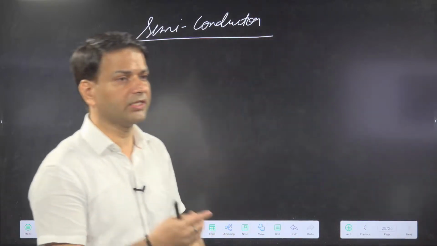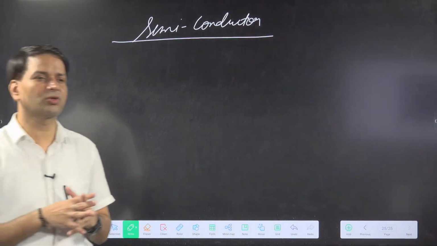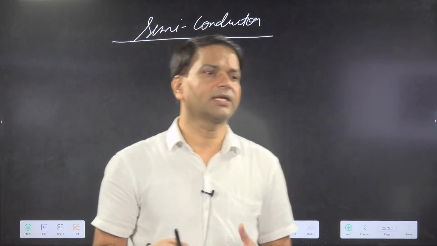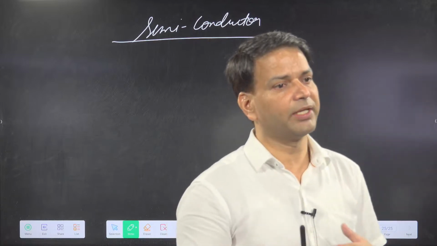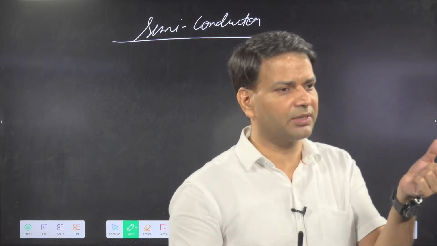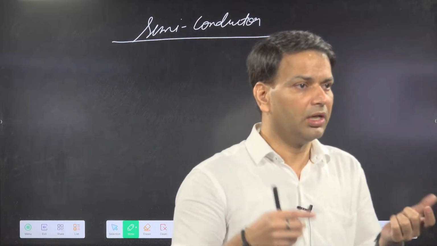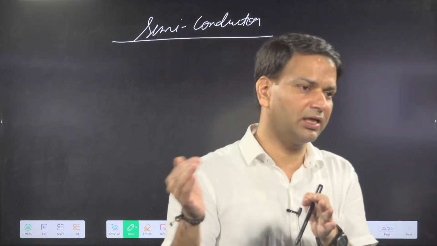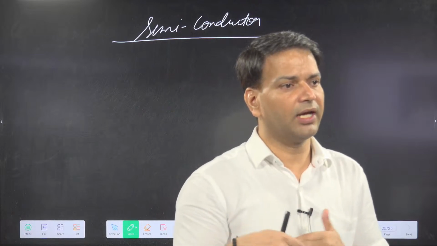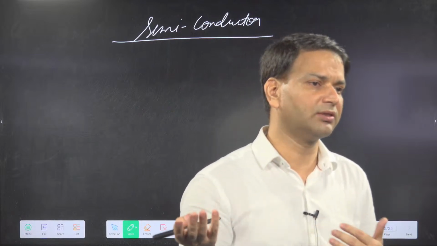Energy difference between the valence band and the conduction band is called the forbidden gap. In the case of metal, the conduction band and valence band may coincide also. Maybe they will have some gap, but that gap will be very small. In the case of semiconductor, it is more than the conductor but less than the insulator. For insulator, the energy band gap will be more than 3 electron volts.